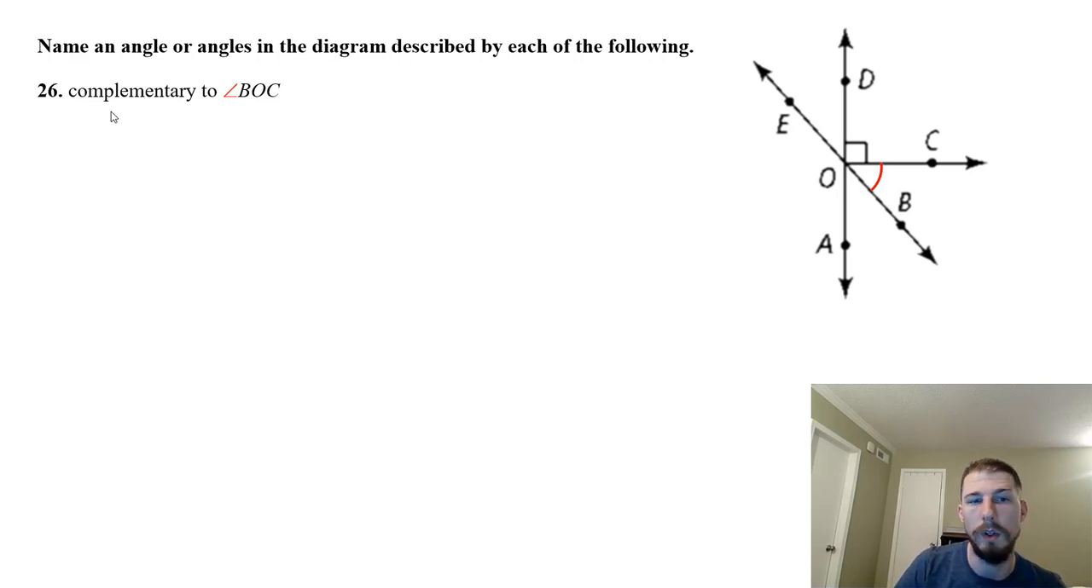So which angle forms 90 degrees with BOC? BOC is going to be this red angle right here. So we have 90 on the other side, which means the other side of the angle here also has to be 90. So the complement of angle BOC is going to be angle BOA, or you could call it angle AOB. I think it's listed as either one on the answer bank. So either AOB or angle BOA.